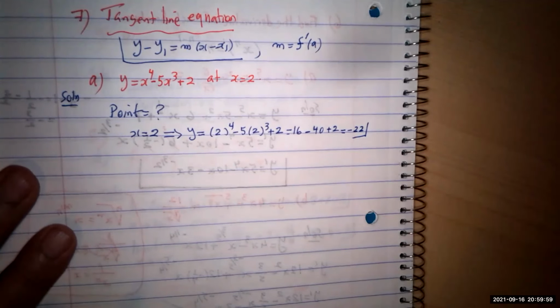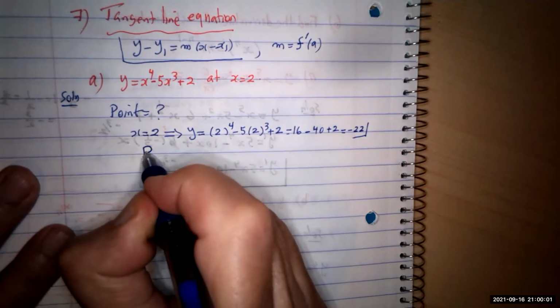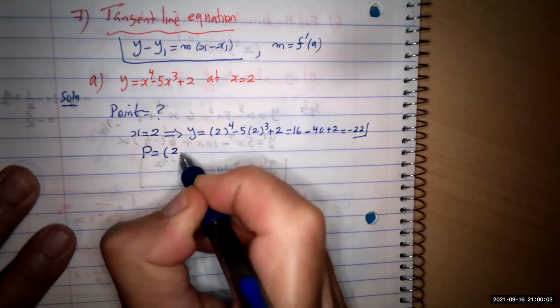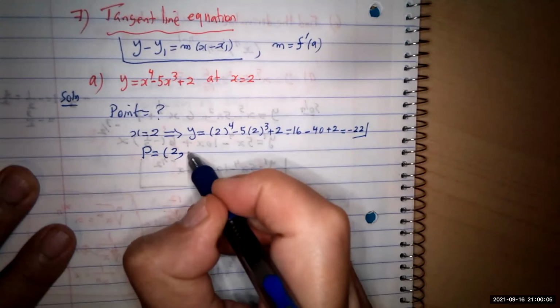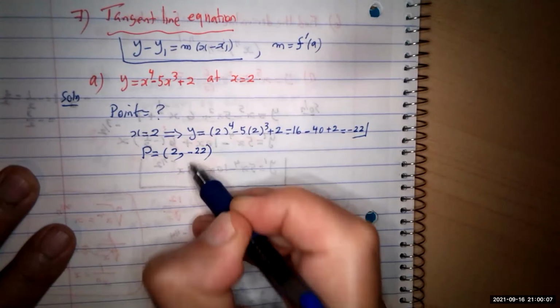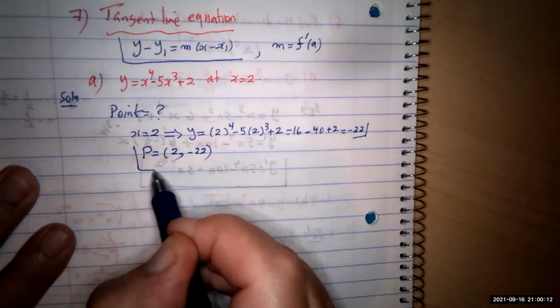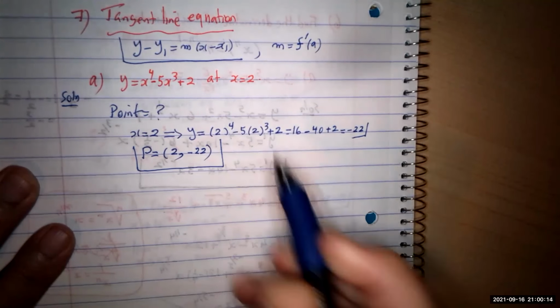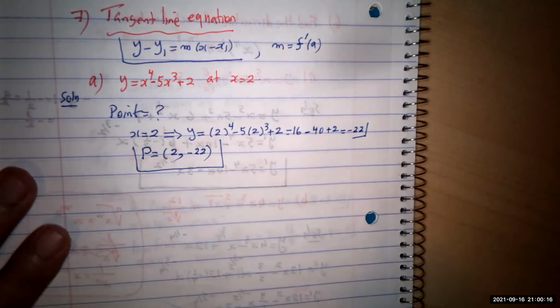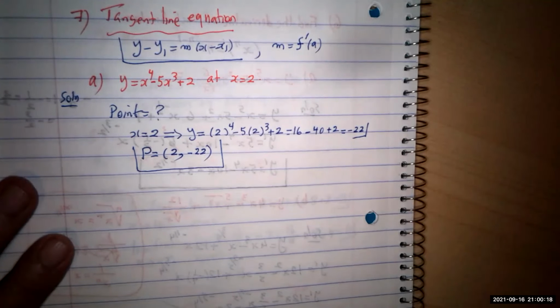Okay, now you have a point. You may call it the point P. Coordinate 2, comma, negative 22. So this is x1 and the y1. That is step 1. Any question? So we just substitute the numbers.